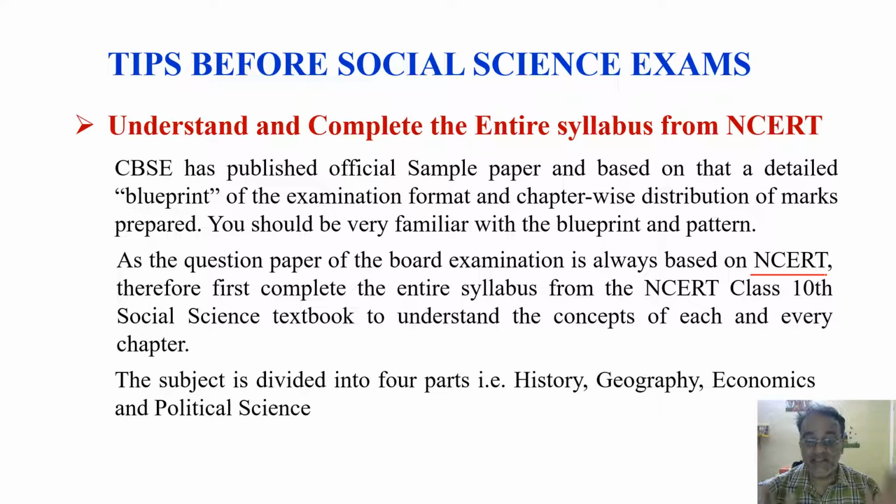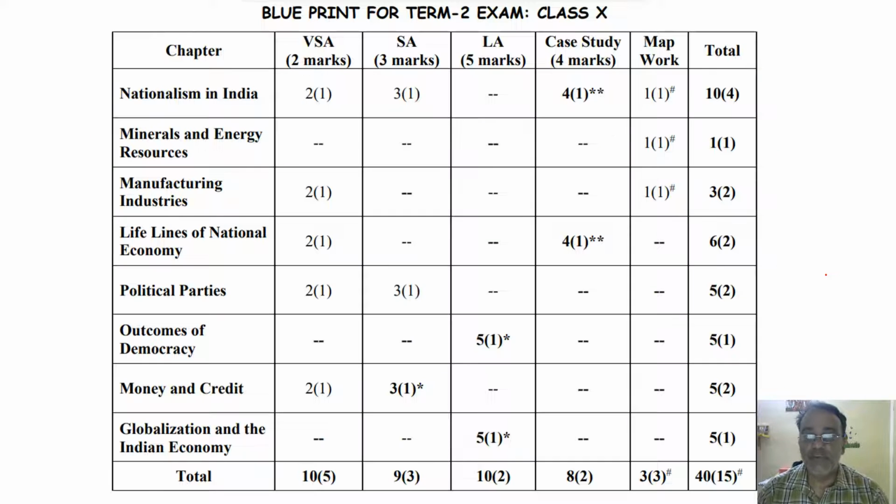The subject social science is divided into four parts: history, geography, economics and political science, which is also called civics. This is the blueprint of the term 2 examination, and the student must have clear knowledge of the chapter-wise weightage according to the official sample paper.